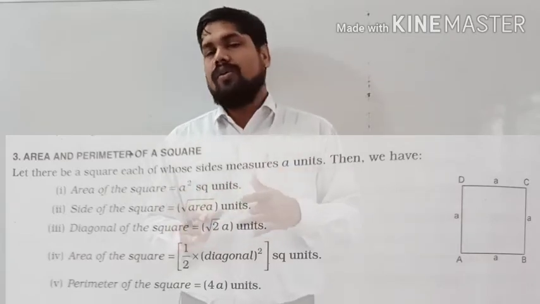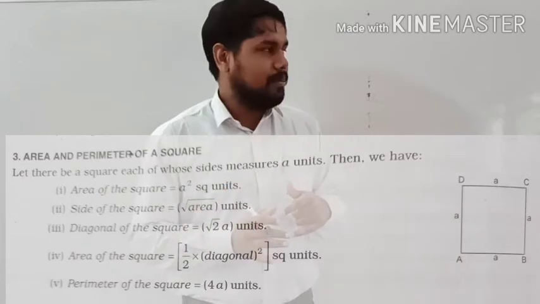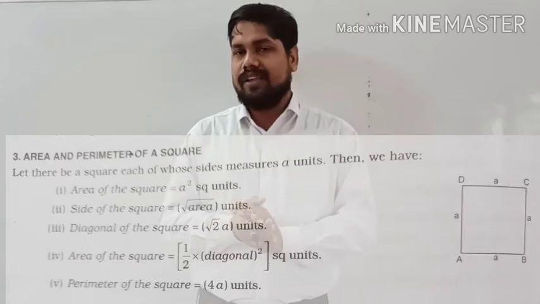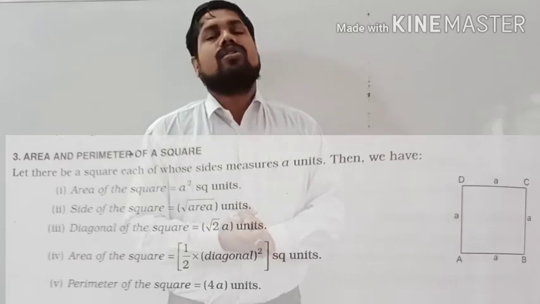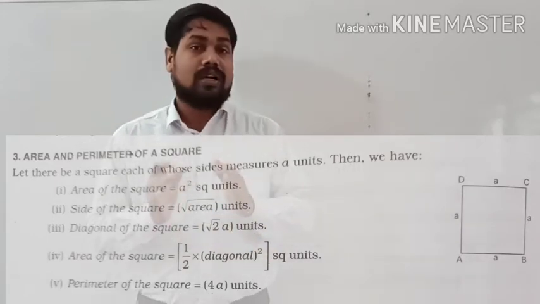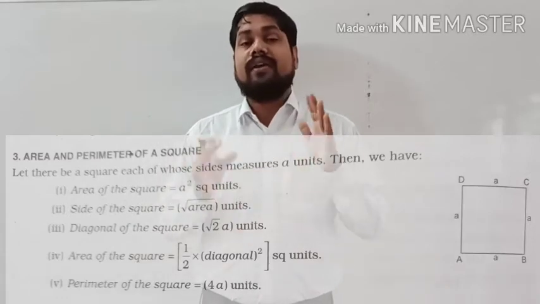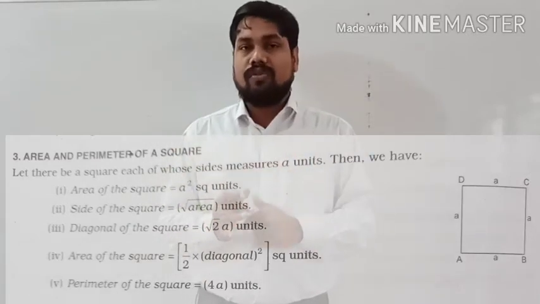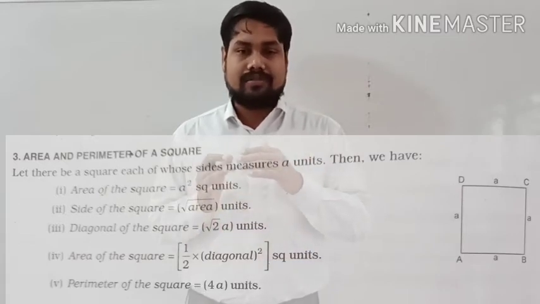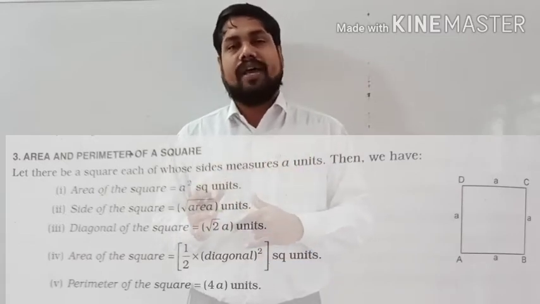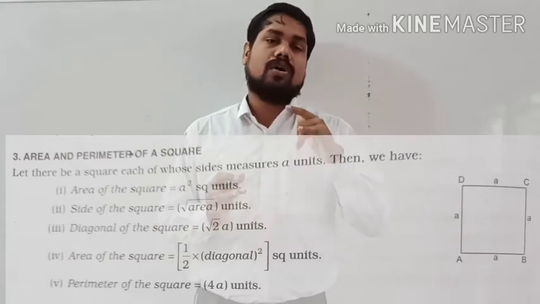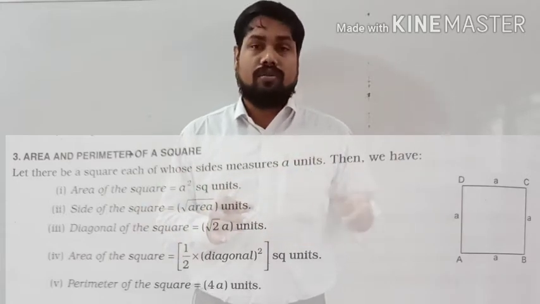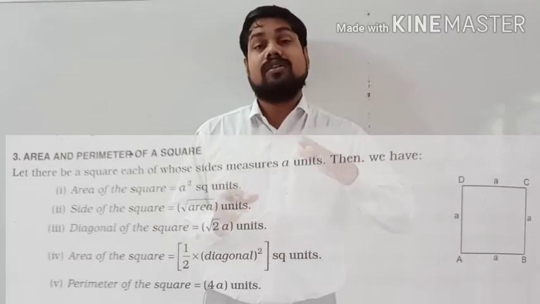Okay. Now we have the diagonal. So sometimes it may happen that you have to find out the diagonal of a square when the sides are given, right? So how can we find out the diagonal of a square when the side measurement is given? The formula to find out the diagonal of a square when the sides are given is root under 2 into sides, right? Root under 2 into A will be the diagonal of the square.